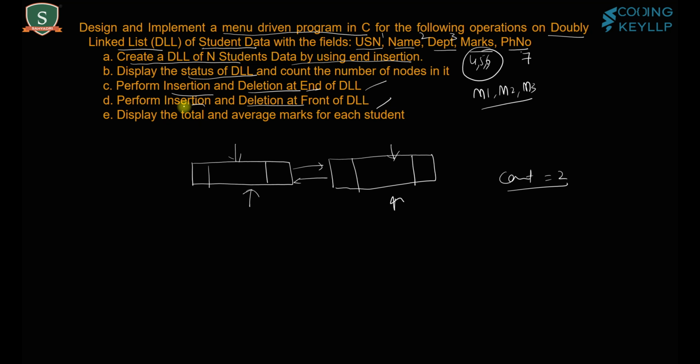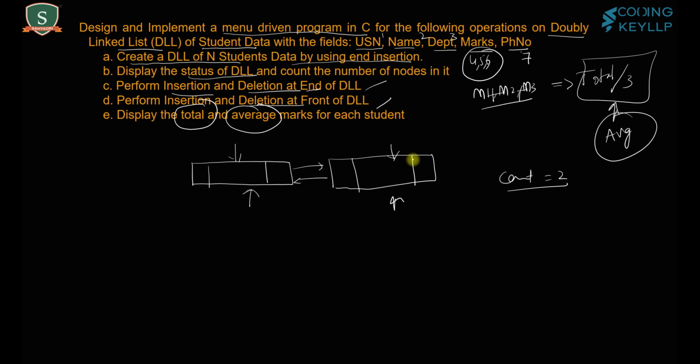Then display the total and average marks of each student. So every student has scored some marks, M1, M2, M3. So we have to show M1 plus M2 plus M3, the total, and also we have to show the average of these marks. Let us straight away dive into the program.